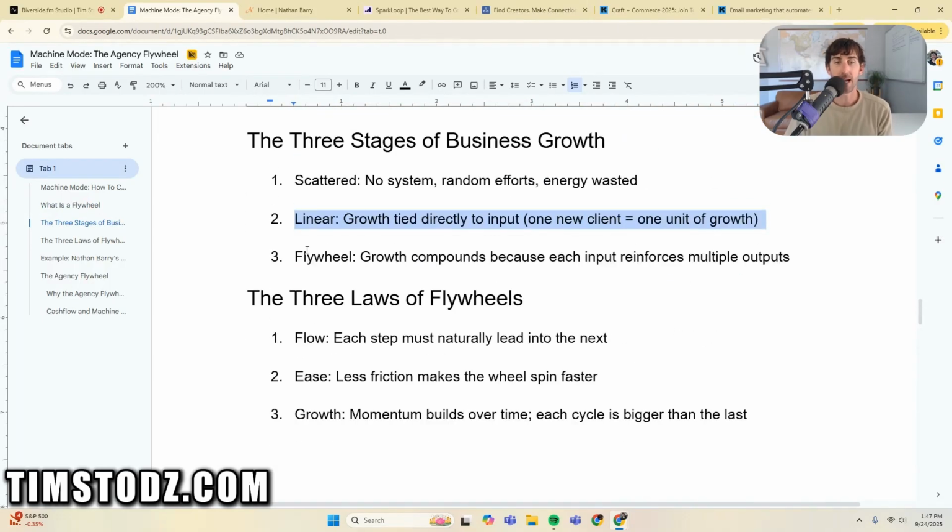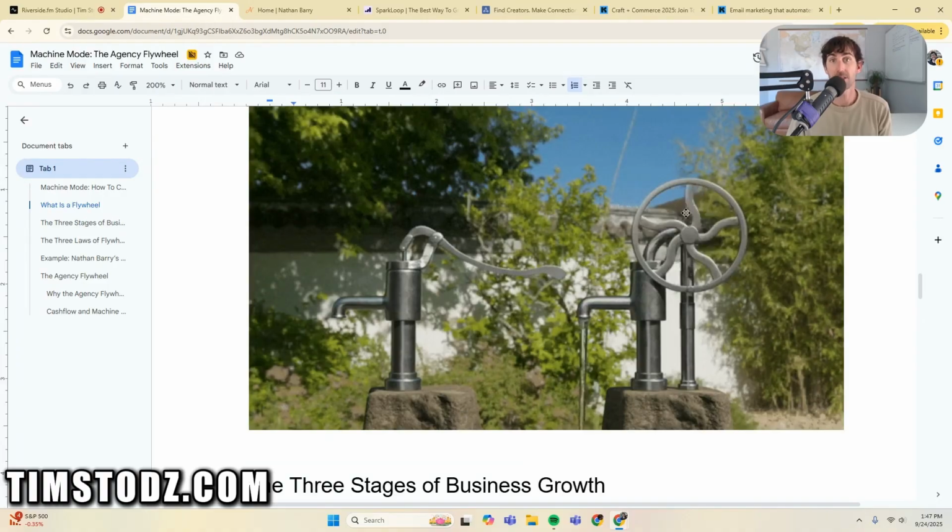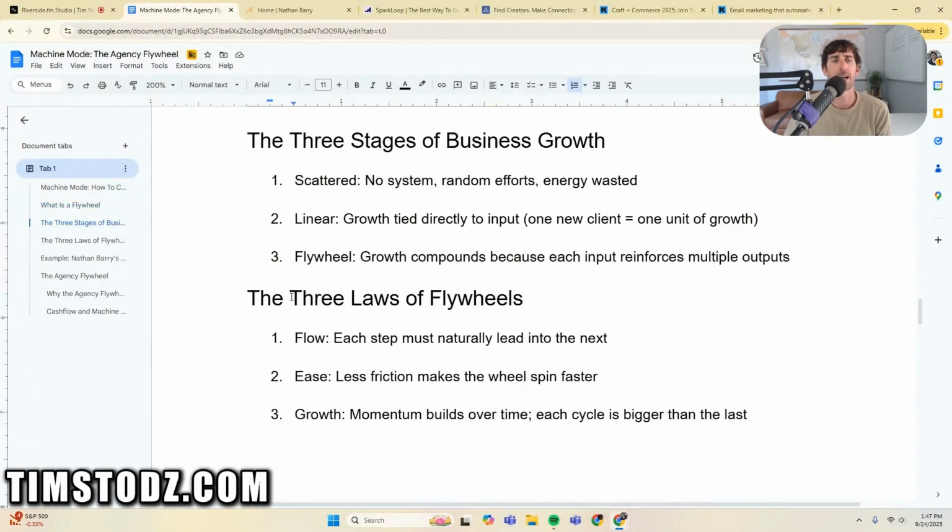And then last is the flywheel. Growth compounds because each input reinforces multiple outputs. So it's the same exact thing here. The faster it goes, the faster it goes. The bigger it gets, the bigger it gets, right? Okay. And so with the flywheel, there are three different laws. There's flow. Each step must naturally lead into the next. Ease. Less friction makes the wheel spin faster. Growth. Momentum builds over time, and each cycle is bigger than the last.